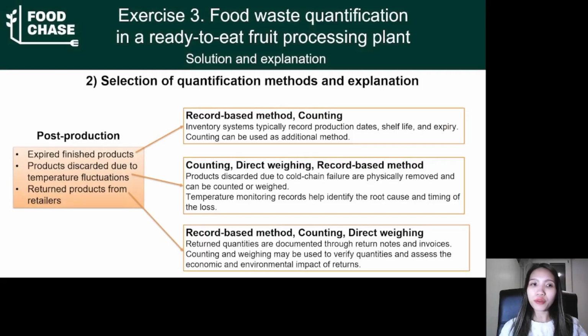During the post-production phase, expired finished product can be quantified using record-based method because the inventory system typically records the production date, shelf life, and expiry. Also, the counting could be used as an additional method to cross-check. Product discarded due to temperature fluctuation.